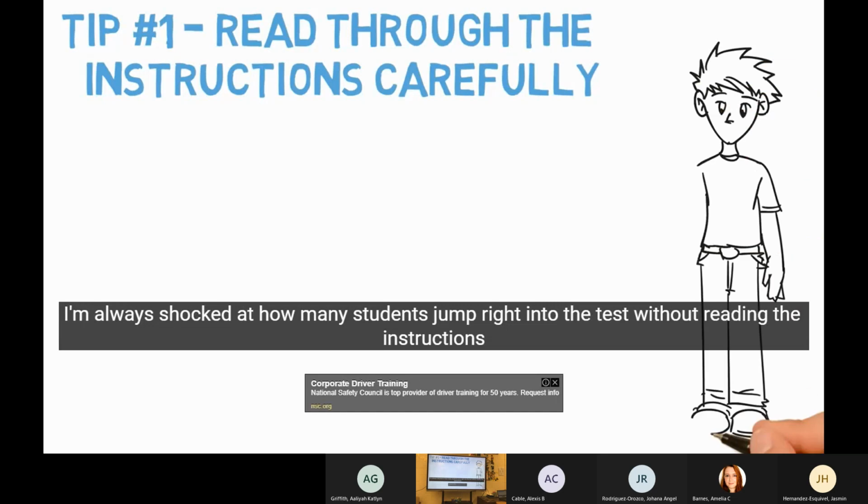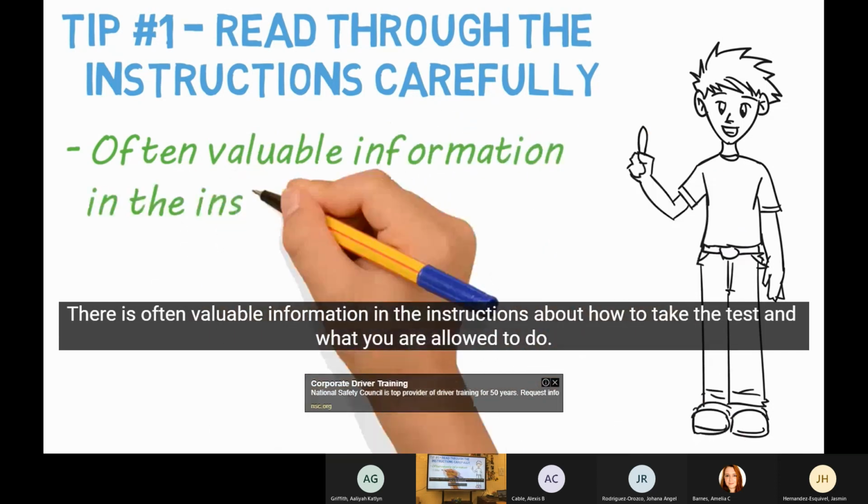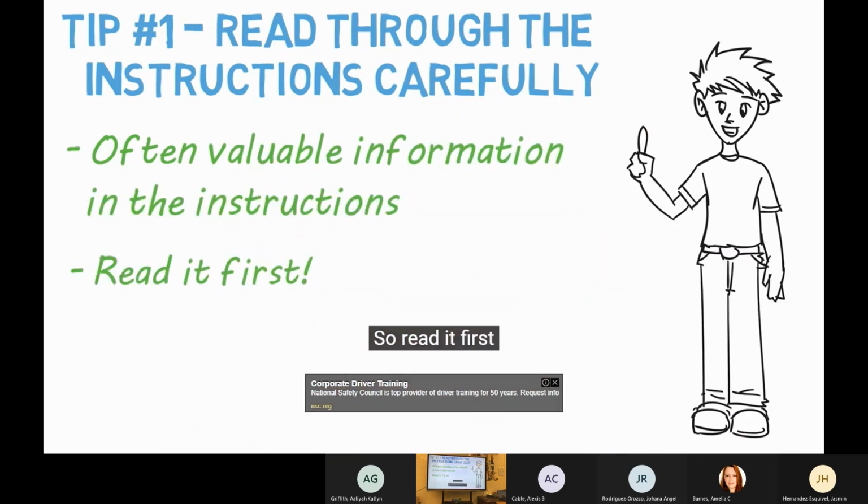I'm always shocked at how many students jump right into the test without reading the instructions. And maybe you're one of them. There is often valuable information in the instructions about how to take the test and what you are allowed to do, so read it first.